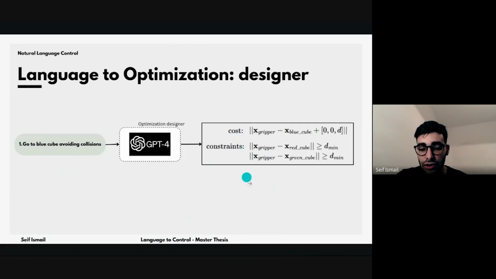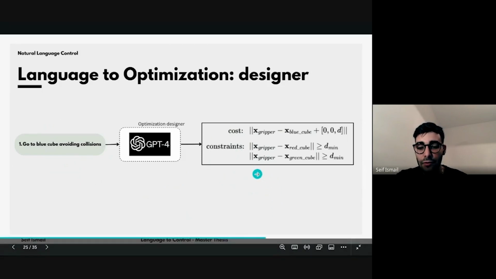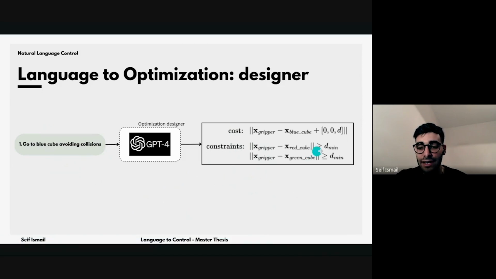Here, what it's telling the robot to do is, I want to minimize the position of my gripper with respect to the position of the cube with an offset in the Z direction. So I want it to be D centimeters higher than the position of the cube. And the constraints are, I want the gripper to be at least a minimum distance D from the red cube, and I want the gripper to be at a minimum distance from the green cube.